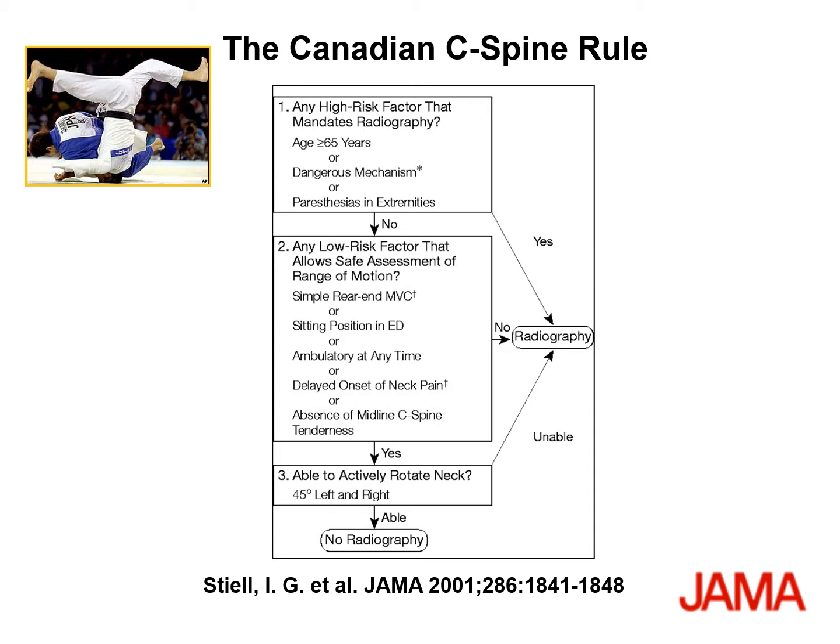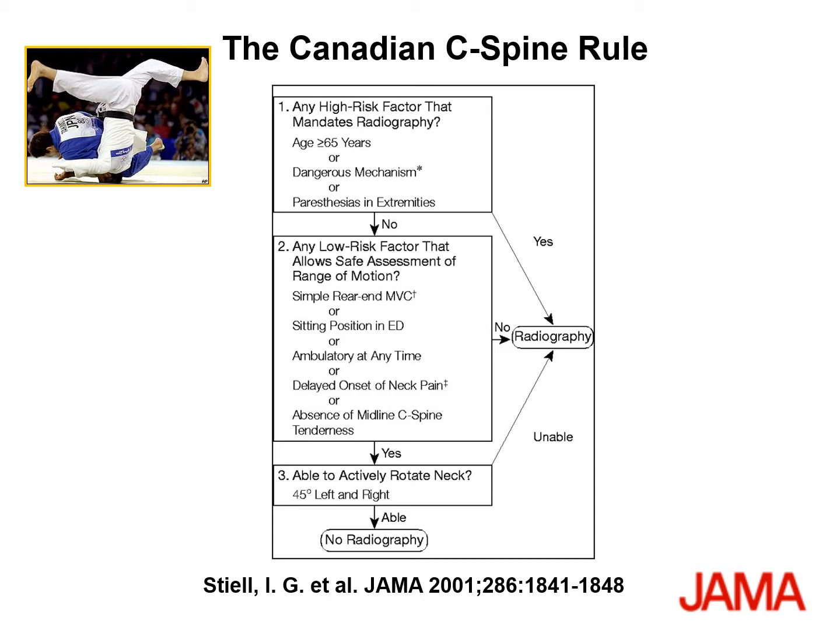So top box there, if any high risk factors are present, they get radiographs. Okay, and so this could be age over 65. Why 65? That's the age where we start to see more and more osteoporosis or metabolic bone disease. So if the bone's affected or weakened, they're at higher risk for fracture. Dangerous mechanism: falls of more than 5 feet, falling down 5 stairs, axial loads to the head, MVAs over 40 miles per hour, right? Those are going to be classified as dangerous mechanisms.